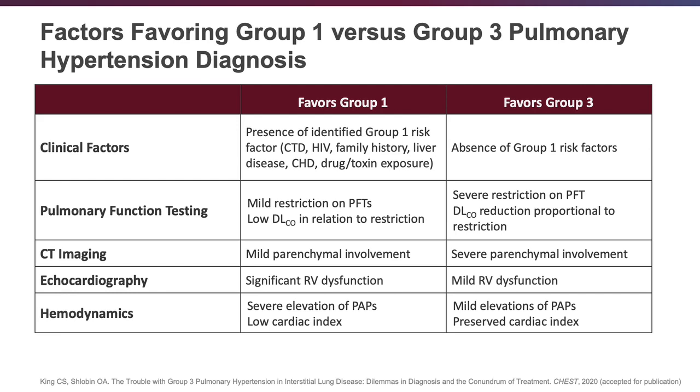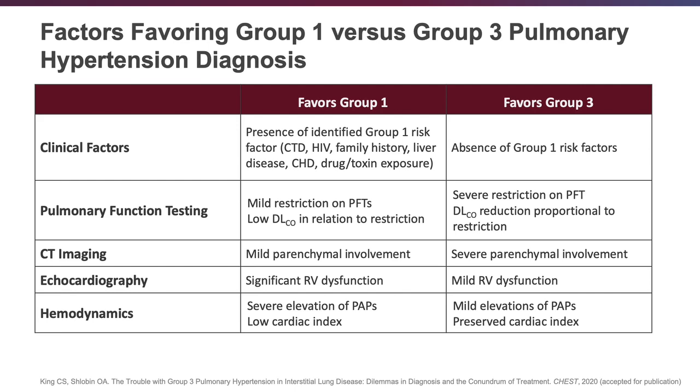So for group 1, presence of identified group 1 risk factors such as connective tissue disease, HIV, liver disease, and drug toxin exposures, among others, is something that favors group 1 disease. Mild restriction on pulmonary function tests, low diffusion capacity in relation to restriction, mild parenchymal involvement on CT imaging, significant RV dysfunction, and also severely affected hemodynamics all favor a diagnosis of group 1 disease in presence of mild concomitant interstitial lung disease or COPD, so parenchymal lung disease.